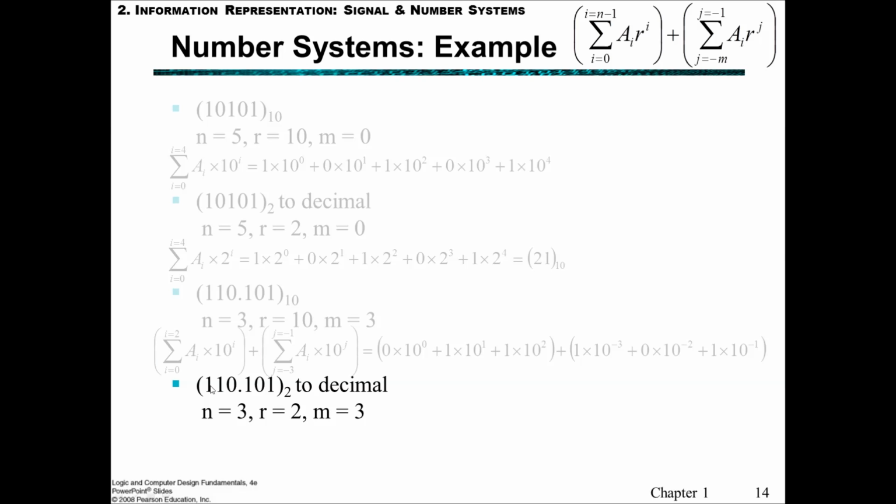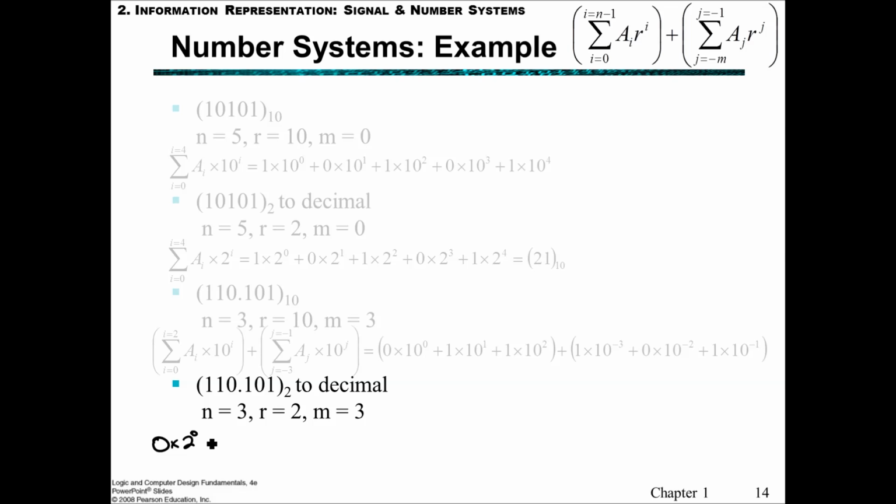And then for the final one, we've got the same digit values, but the radix being 2. So this is a binary value. We're going to change this to decimal. Once again, we have 3 digits to the left, 3 digits to the right. The difference is the radix is 2.